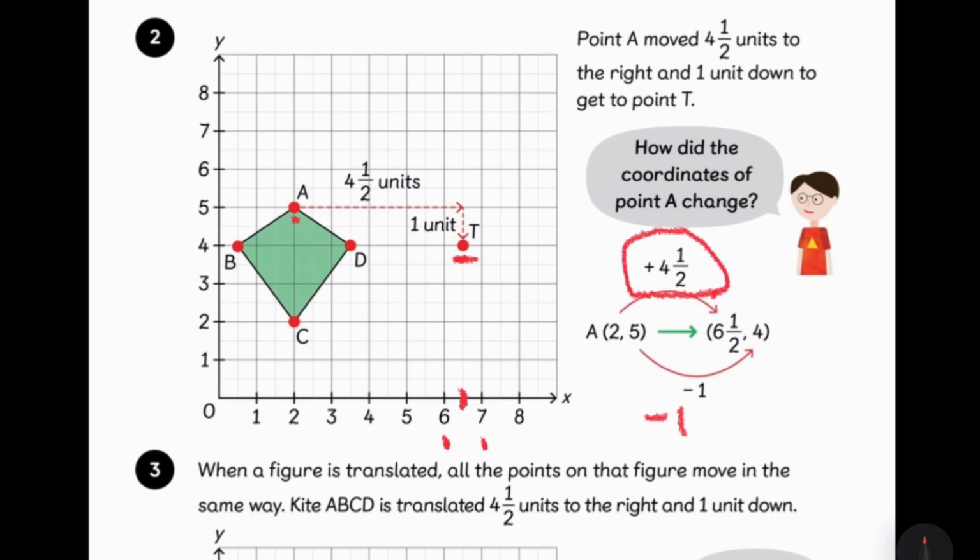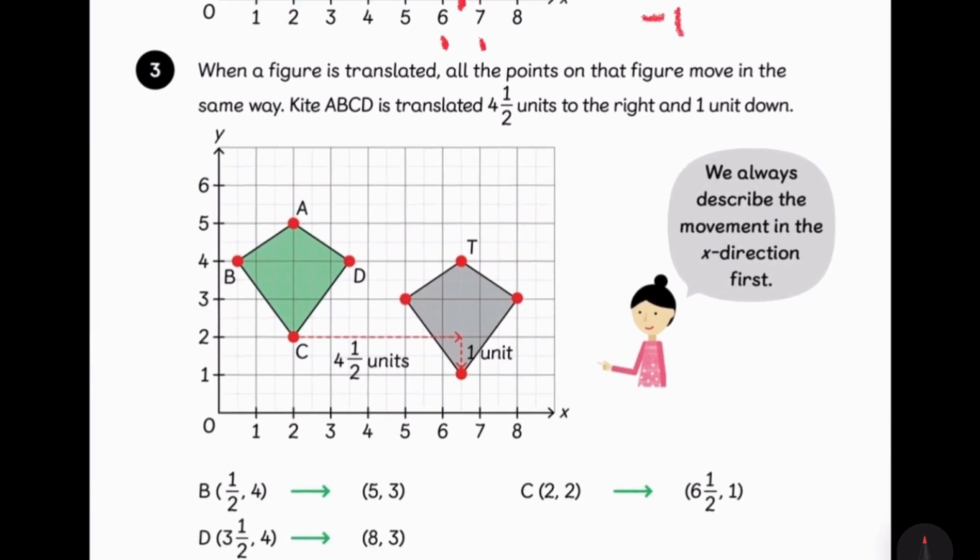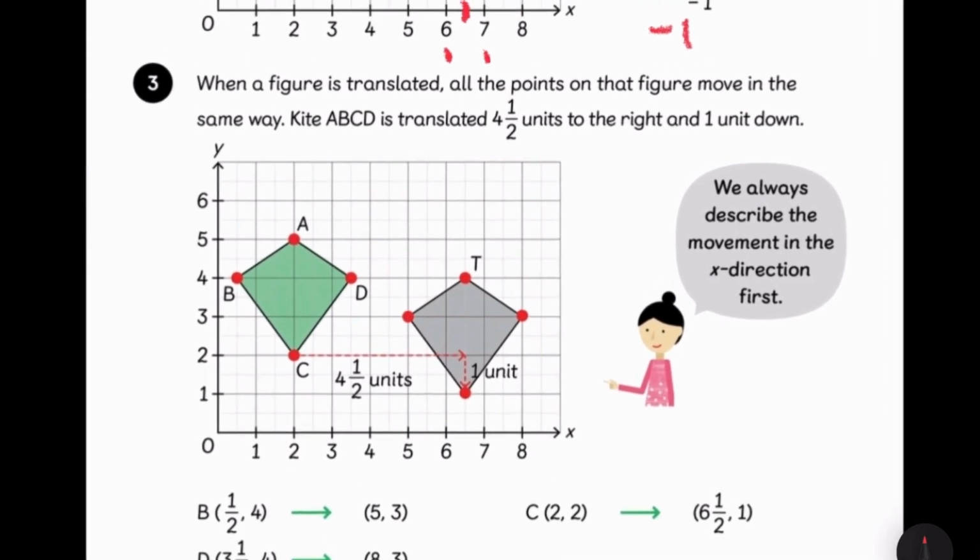Let's go ahead now. When a figure is translated, all the points on that figure move in the same way. Everyone, remember the key, in the same way. Therefore, our kite ABCD, which is also a quadrilateral, remember? It's translated 4.5 units to the right and 1 unit down, right? So it went down, it's gone 4.5 units to the right and 1 unit down. This is what the explanation is saying.